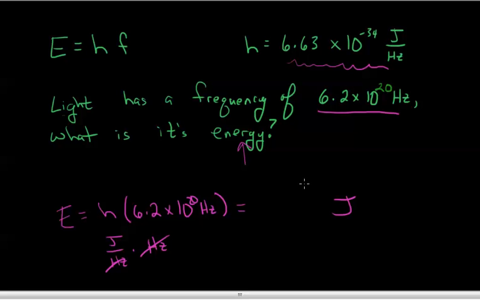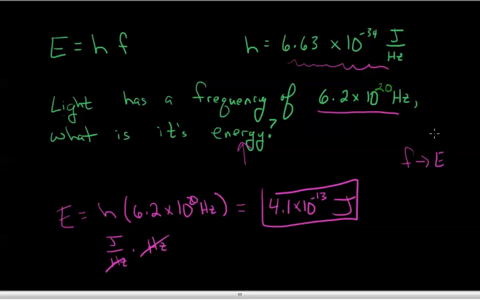So when I take alpha H times 6.2 times 10 to the 20th, I get 4.1 times 10 to the negative 13th joules. So if I'm given the frequency of a light, how do I find its energy? I just multiply by Planck's constant.